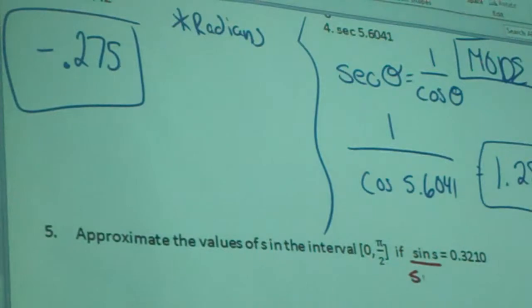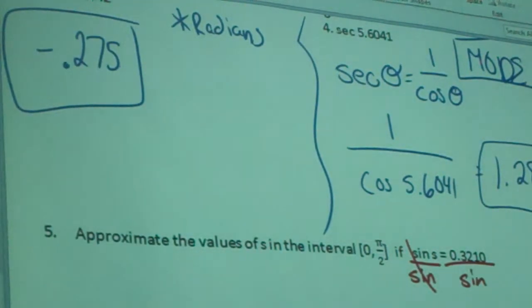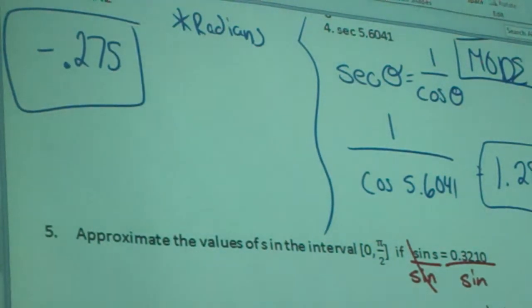We kind of talked about this when we were back in the geometry book finding the angles. I can divide basically by sine, and do you remember what dividing by sine really is? That sine to the negative 1 is called the arc sine. So you can do the arc sine, but notice the interval. We want the interval to be in radians.